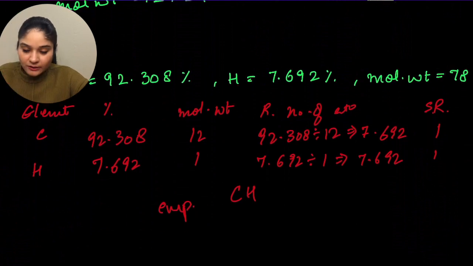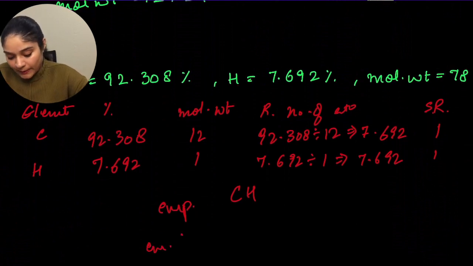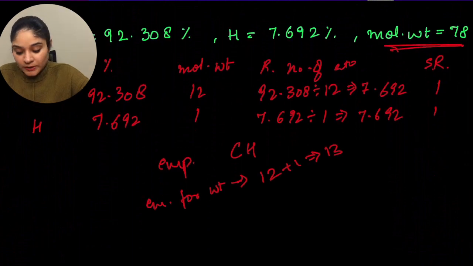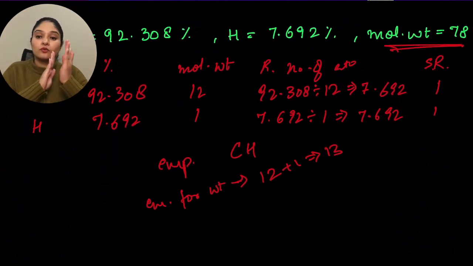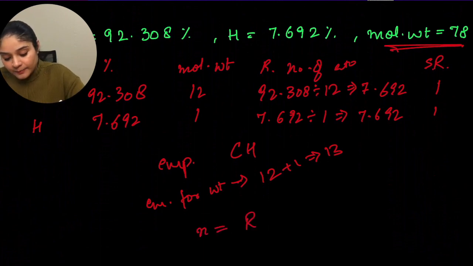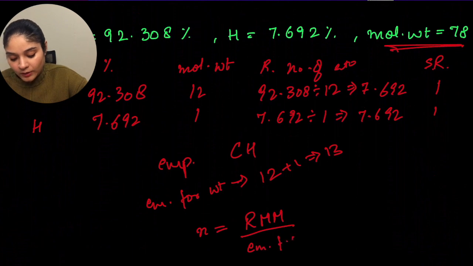Once you have the empirical formula, you should calculate the empirical formula weight. To get that, it is just 12 plus 1, which is 13. Molecular weight is already given to you. So to find the molecular formula, you need to find N. And how do you find N? That is relative molecular mass divided by empirical formula weight.